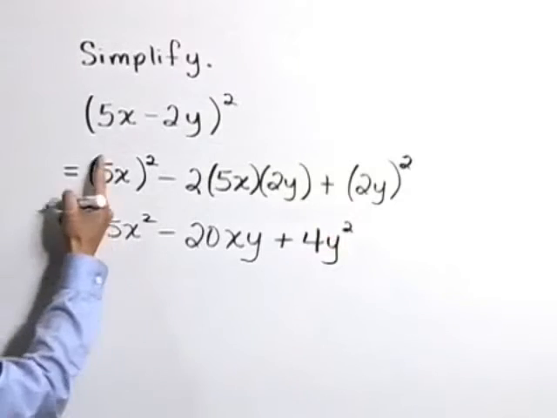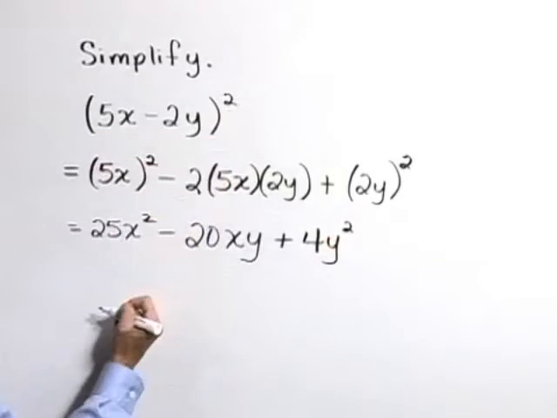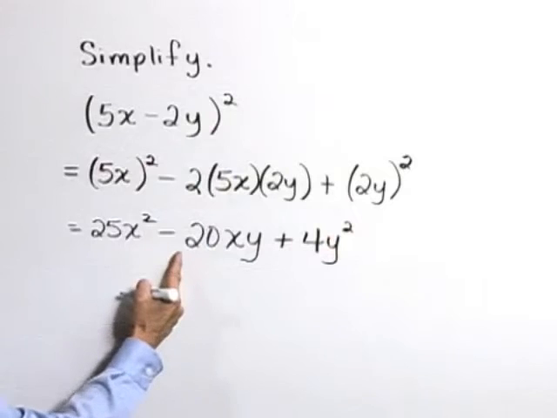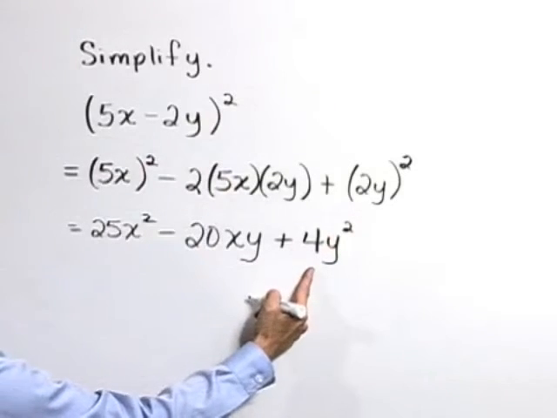So the simplified form of the quantity (5x - 2y) squared is 25x squared minus 20xy plus 4y squared.